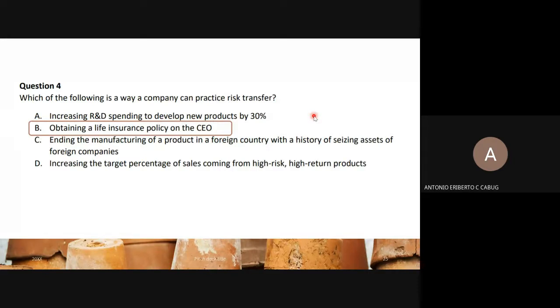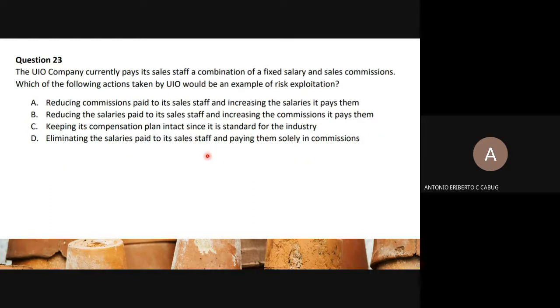So, delikado yon sa buong company dahil siya yung literal na nagpapatakbo sa company. Hands-on siya. Okay? So, yung mga ganong klaseng CEO, maganda sana kung meron tayong insurance. Obtaining a life insurance policy on the CEO, sakaling mawala yung talent natin, meron tayong time para maghanap ng kapalit. We call that an example of risk transfer, no? Obtaining a life insurance policy on the CEO. Very good, the answer is B. Next, how about this?